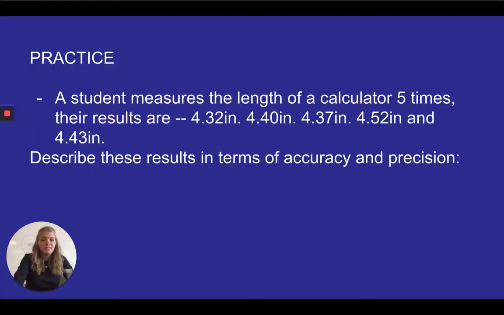So let's do a practice problem. A student measures the length of a calculator 5 times. Their results are 4.32 inches, 4.40 inches, 4.37 inches, 4.52 inches, and 4.43 inches. Describe these results in terms of their accuracy and precision. So take about a minute and decide, is that accurate and is it precise?